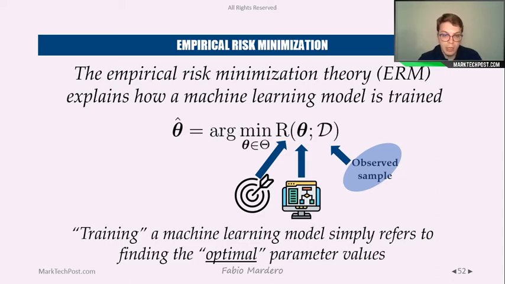So training here in machine learning means that the model simply refers to finding the optimal parameter values, since this is an optimization problem.